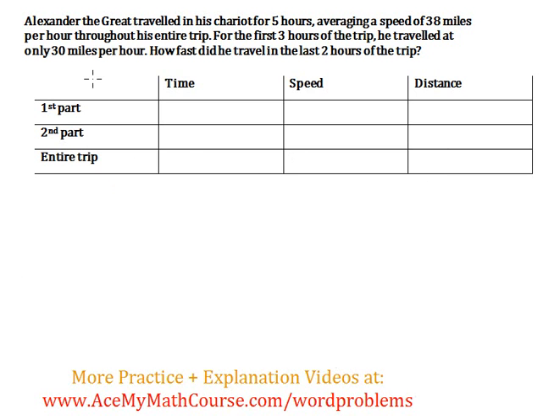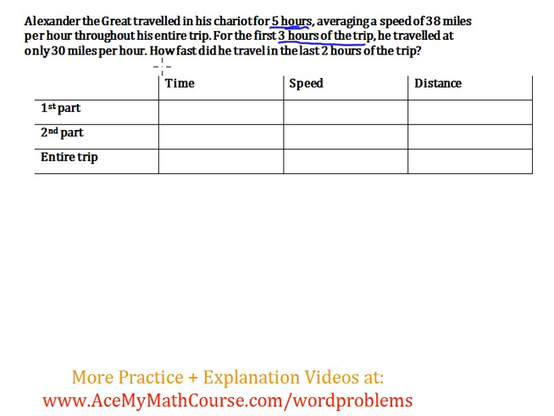So, getting started. Alexander the Great traveled in his chariot for 5 hours, averaging a speed of 38 miles per hour throughout the entire trip. For the first 3 hours of the trip, he traveled at only 30 miles an hour. How fast did he travel in the last 2 hours of the trip?